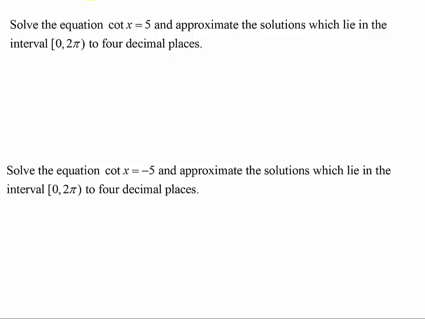So we want to solve the equation cotangent x equals 5 and approximate the solutions which lie on the interval from 0 to 2 pi to 4 decimal places. So I could take the inverse cotangent of both sides, but I don't have an inverse cotangent button on my calculator. So what I'm going to do instead is take the reciprocal equation, so that's going to be tangent x equals 1/5. Now if we took the inverse tangent of both sides, we'd have x equals tan inverse of 1/5, and that is something we can use the calculator for.